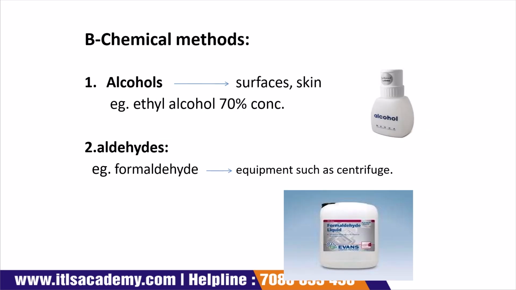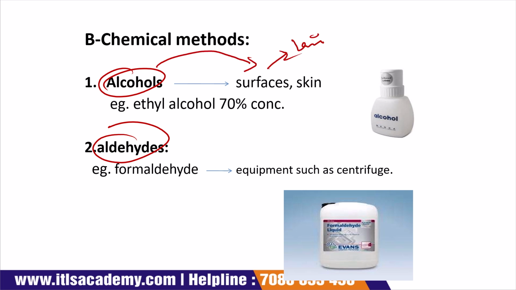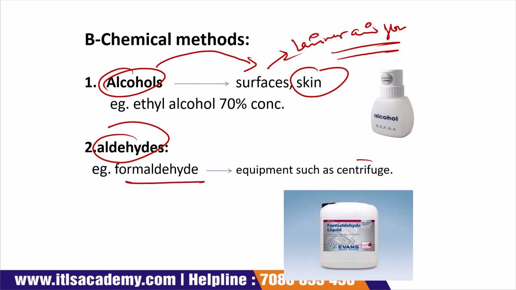Now the next is your chemical methods, like with the help of the alcohols and the aldehydes. These alcohols are used for the sterilization of surfaces, like when we sterilize the surfaces of the laminar airflow, and also it is used for the sterilization of the skin. Like we can use 70% ethyl alcohol for the sterilization of the hand. In aldehyde, we use a formaldehyde, which is used for the sterilization of equipment like your centrifuge.